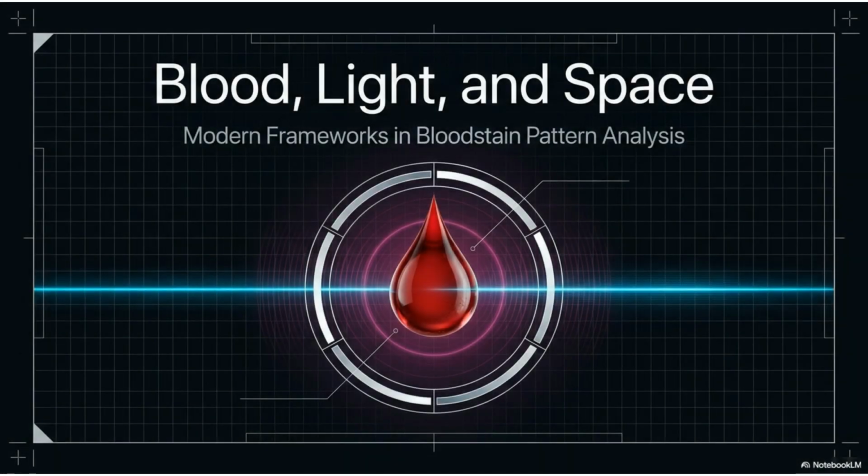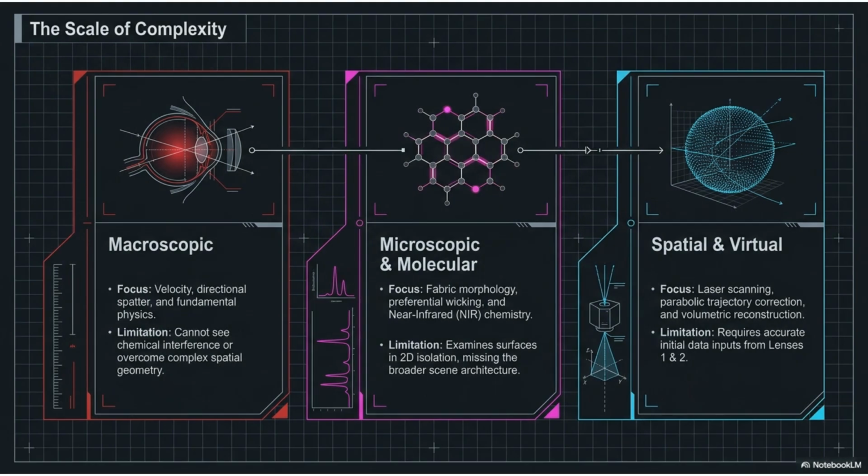Welcome to this video on blood, light, and space: modern frameworks in bloodstain pattern analysis. Bloodstain pattern analysis, or BPA, involves examining the scale of complexity across three lenses: macroscopic, microscopic and molecular, and spatial and virtual. We will explore each of these in depth.